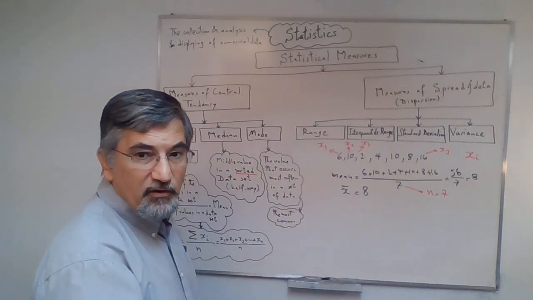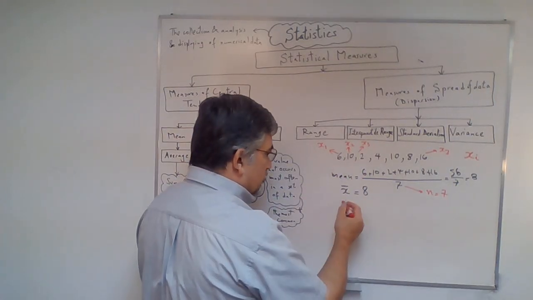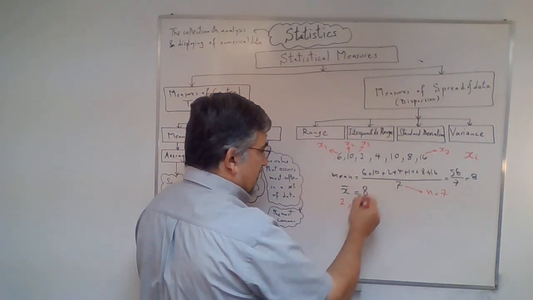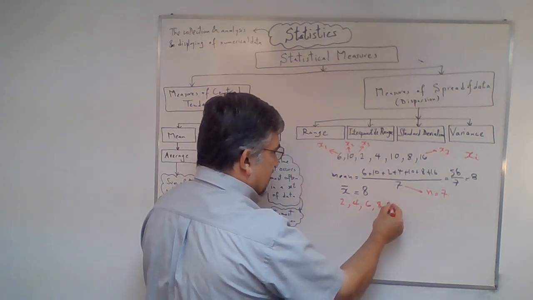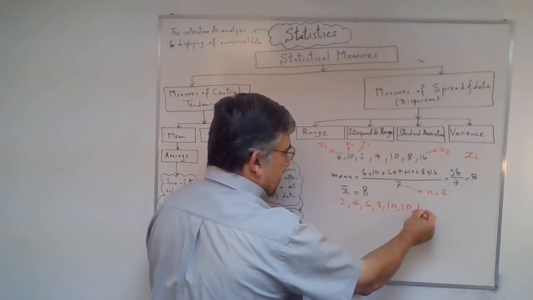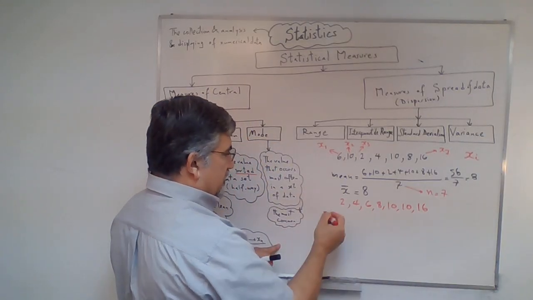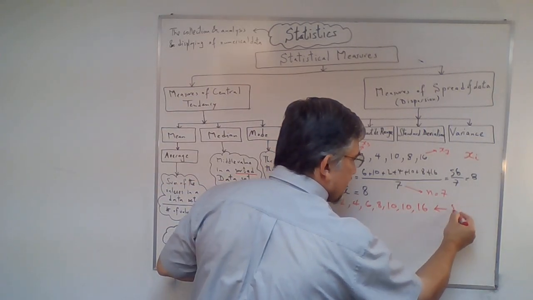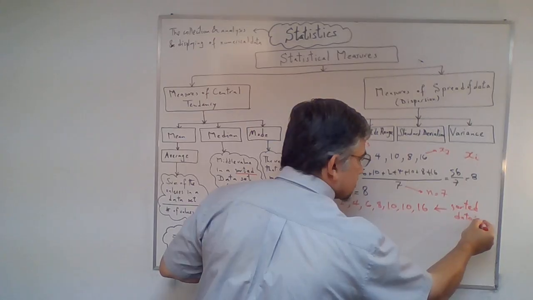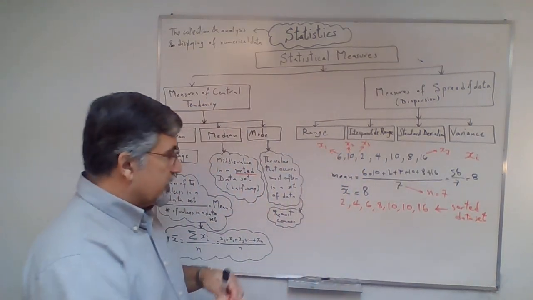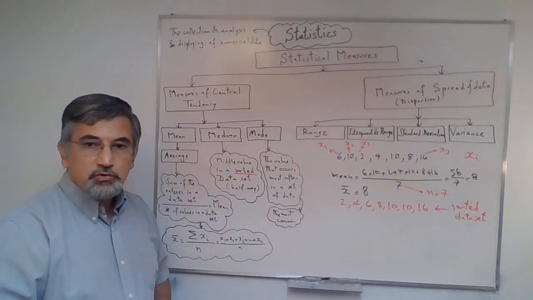I'm going to do that right now. So the smallest value is 2. So I go 2, and then we have 4, and then I have 6, 8, and I have two 10s, and I have 16, I believe, right? So this is the same data, but it is a sorted data set. Okay. So what do we do with this sorted data set?